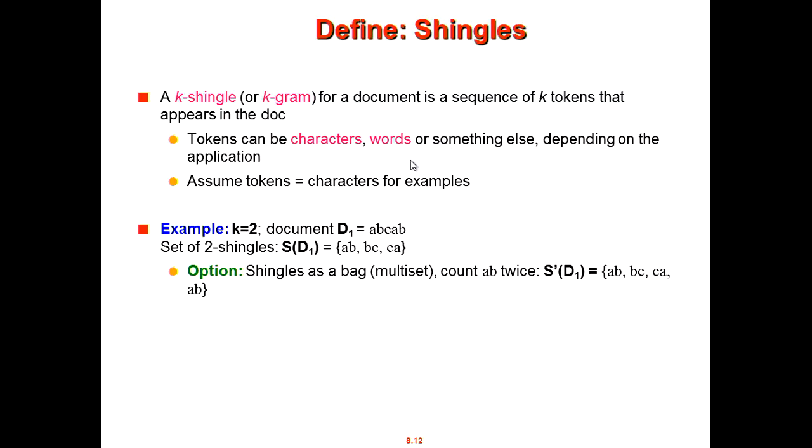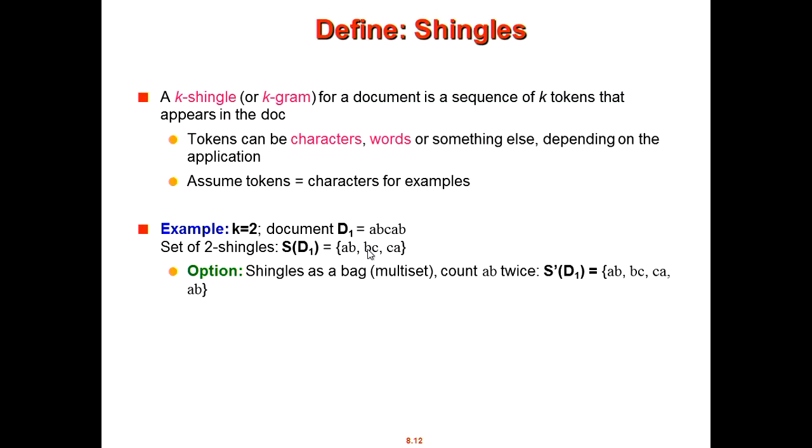Let's look at one example. Assume that we use characters as tokens, though words can also be used as tokens. Now we are given a document D, which contains A, B, C, A, B, and k is equal to 2, which means that each shingle contains 2 characters. We can find all the possible 2-shingles in this document: AB, BC, CA, AB. But this AB and this AB are the same.